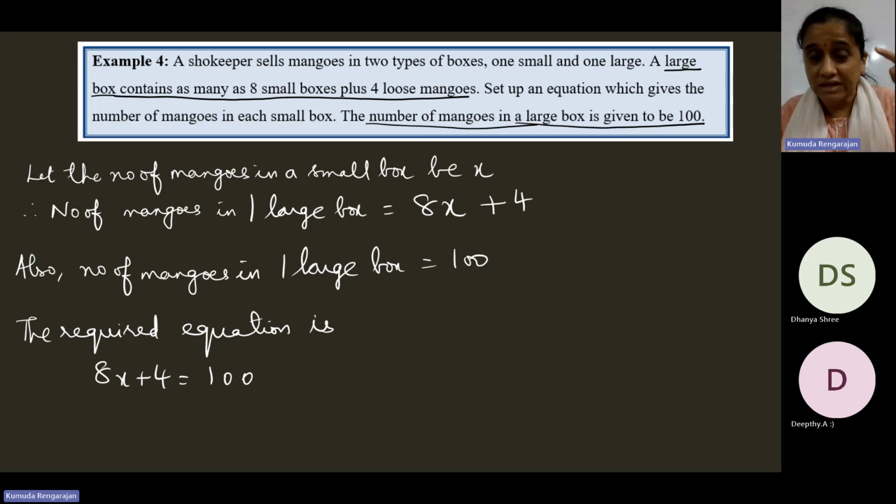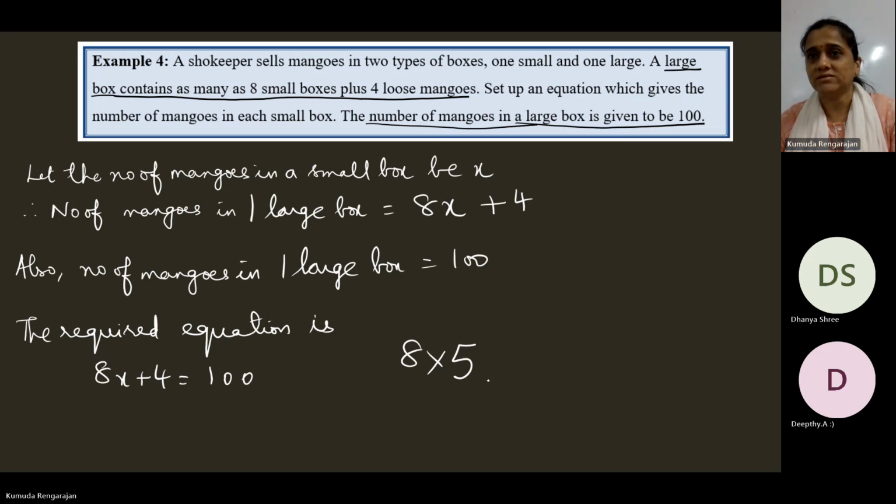How many mangoes in each small box? X. One box, X. 8 boxes, 8X, that is 8 into X. See, like in one small box, 5 mangoes. In 8 small boxes, 8 into 5, 40 mangoes, right? If one small box has X mangoes, then 2 boxes will have 2 into X, 3 boxes, 3 into X, 4 boxes, 4 into X, 8 boxes, 8 into X. So 8X is the number of mangoes in the 8 small boxes.